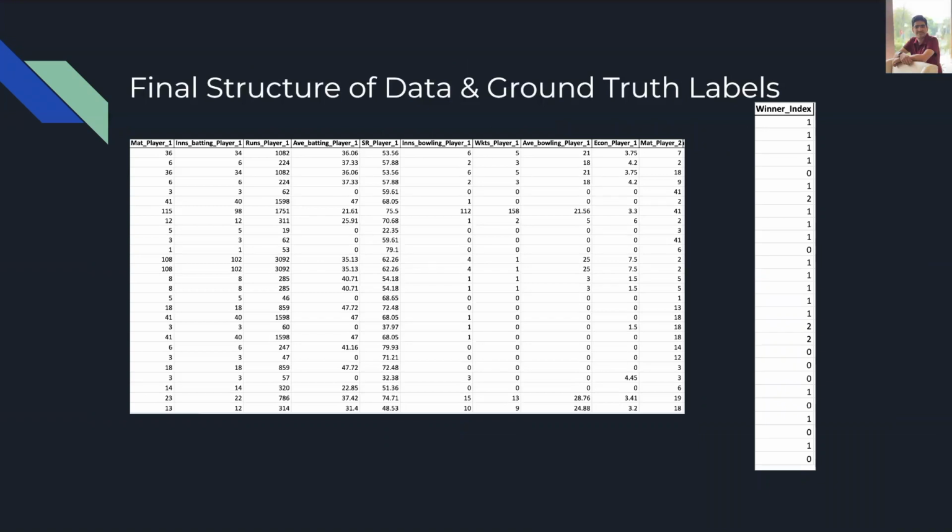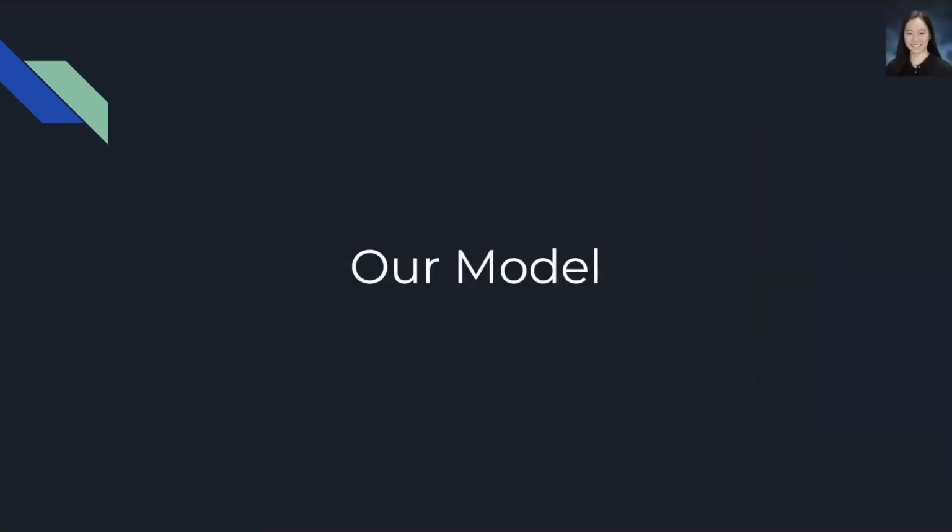We are using a 198 element array as the input to our deep learning model, and there are 9 features for a player multiplied by 22 players involved in a match, which makes it a 198 element array. And we are using winner index as the ground truth labels for our model, 0 denoting that team 0 won, 1 denoting team 1 won, and 2 denoting no result. I will pass it on to Lianne.